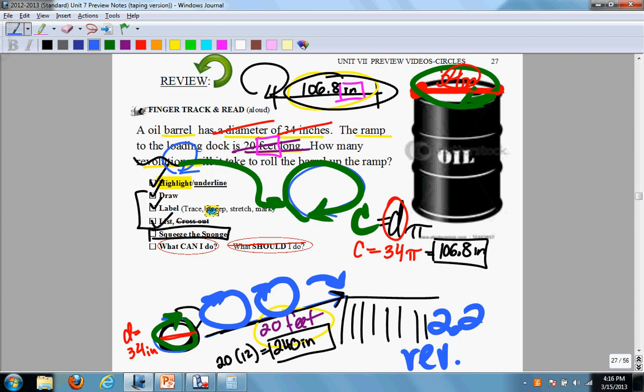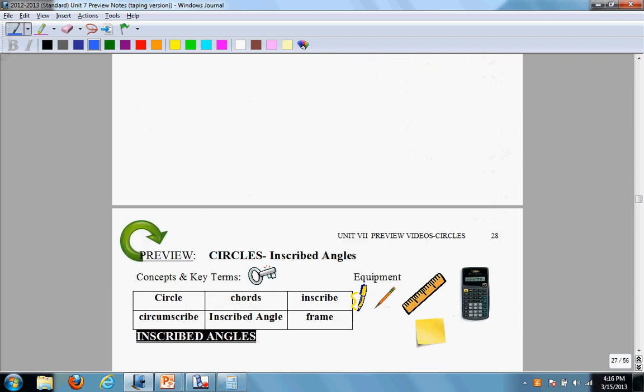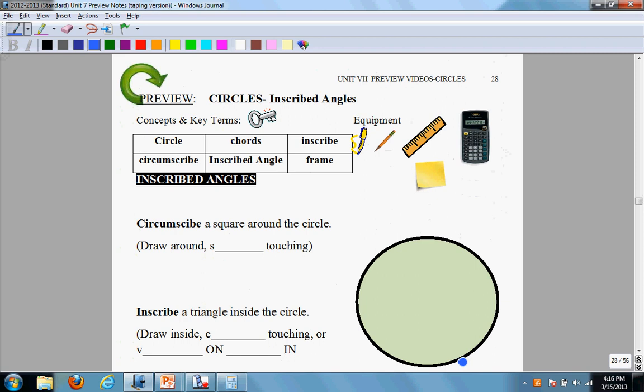All right, let's get into today's lesson. In today's lesson, here are your vocabulary words. Of course, we're talking about circles, chords again. The word inscribe is new, circumscribe is new, and then an inscribed angle is new, and then that word frame is new.